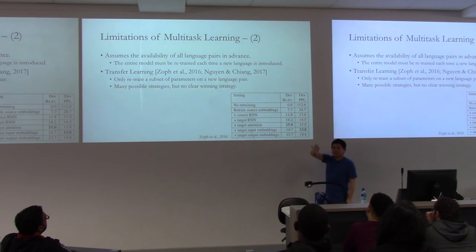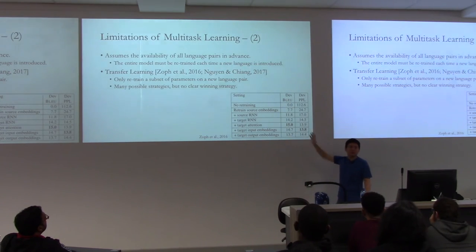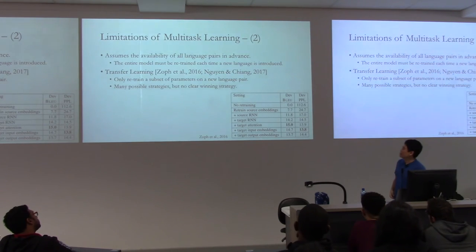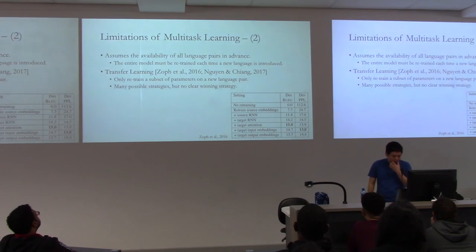And then maybe the table lookup on the target side, oops, it doesn't do well. Okay, maybe the output on the target side, oh, it doesn't do well. So it's difficult to tell in advance what needs to be fine-tuned, and it's going to change from one problem to another.